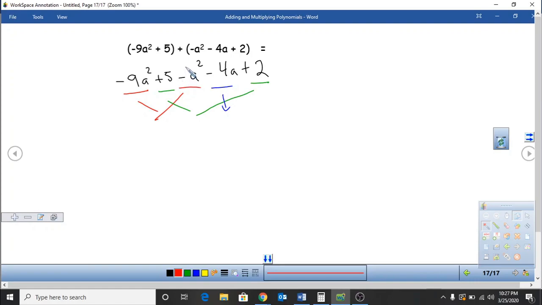So I'm going to start by doing the math real quick. Now, if you look at this, you might say, well, this a squared doesn't have a number. But again, how many a squares do you have? Well, you just have one. So I have negative 9a squared minus another a squared. That's just going to give me negative 10a squared, right?